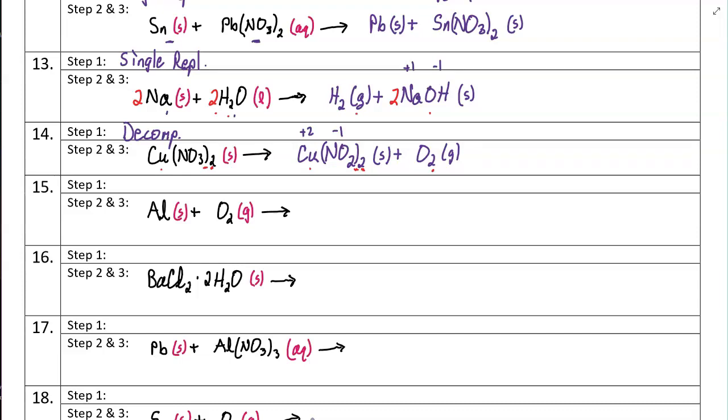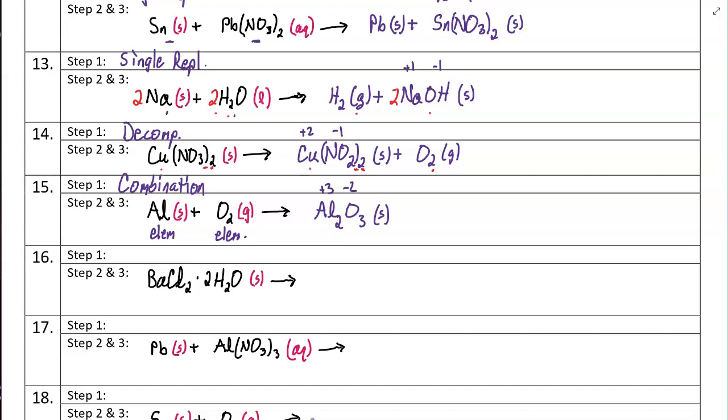Number 15, adding together 2 elements. Aluminum is an element, and oxygen is an element. This is combination. A metal and oxygen combine to make a metal oxide. Aluminum oxide. Think about crisscrossing. Aluminum's +3, this is -2. You definitely need to crisscross.